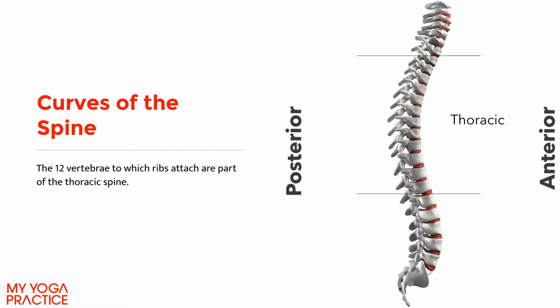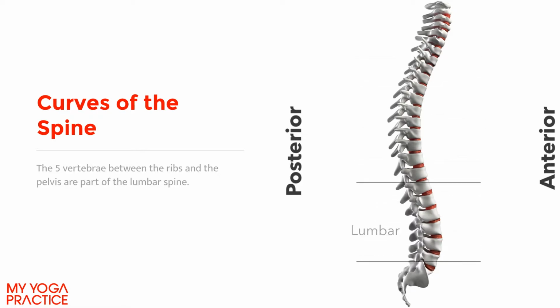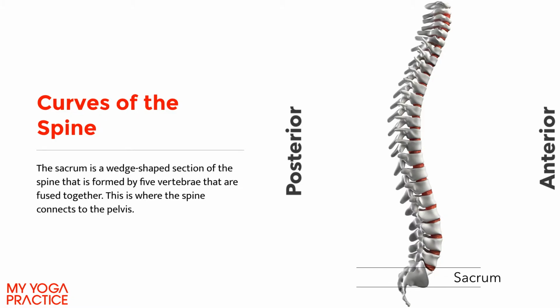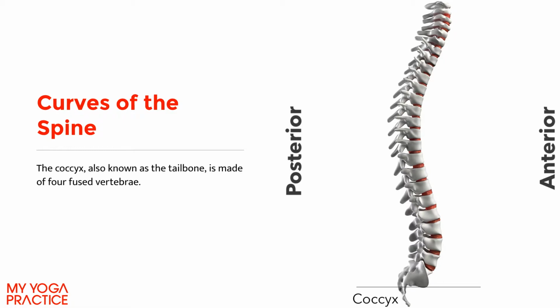The 12 vertebrae below that, to which ribs attach, are called the thoracic spine. The 5 vertebrae below that, between the ribs and the pelvis, are part of the lumbar spine. Then below that you have the sacrum, which is a wedge-shaped section of the spine that's formed by 5 vertebrae that are fused together. This is where the spine connects to the pelvis. Finally, the coccyx, also known as the tailbone, is made of 4 fused vertebrae.